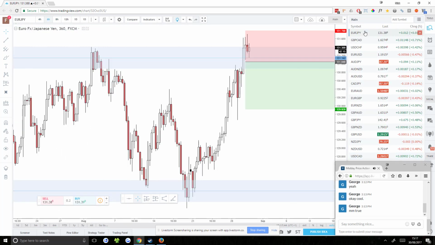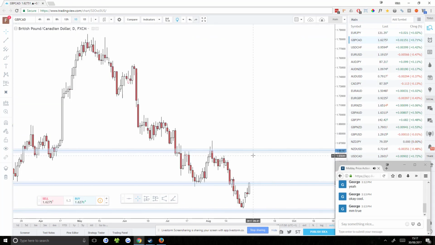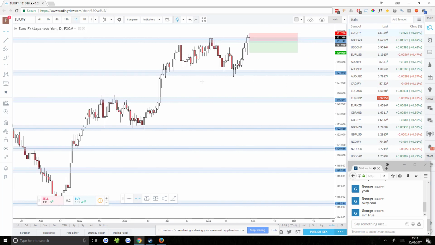Okay, guys, so what do we have right now? We have a EURJPY potential short trade. We have GBPCAD, I wouldn't call it a potential continuation, but this resistance area, which is the 1.6274, is an area at which a continuation can form possibly in the coming hours. So let's keep a close eye on that. Let's keep a close eye on EURJPY, potential short here.